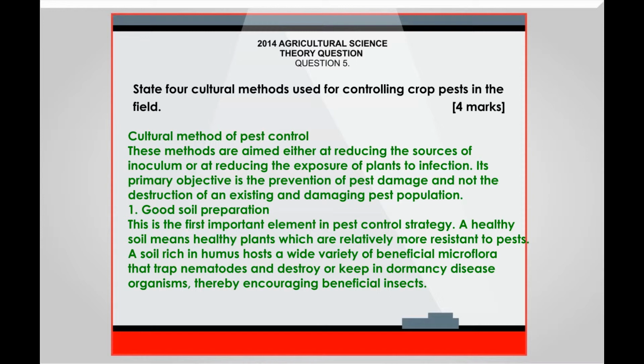1. Good soil preparation. This is the first important element in pest control strategy. A healthy soil means healthy plants. It is relatively more rich in humus and hosts a wide variety of beneficial microflora that trap nematodes, destroy or keep in dormancy disease organisms, or encourage beneficial insects.